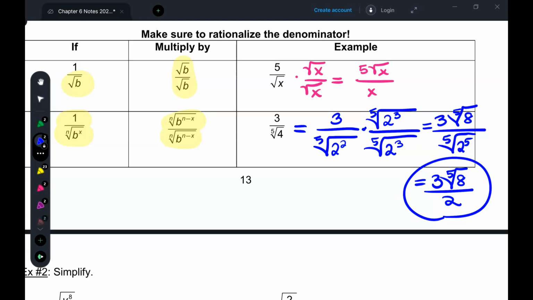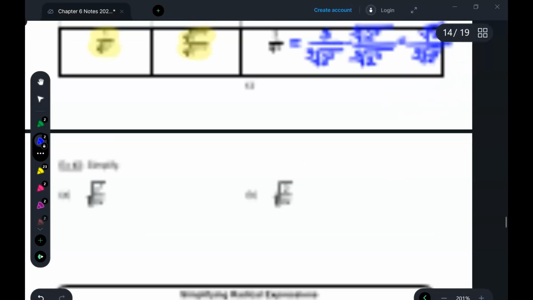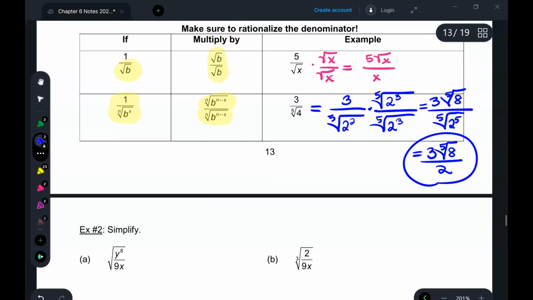Let's do some more examples and you'll get it. Miss Casey, I'm a little confused how you got 2 to the 5th. How'd you get 2 from 2 to the 5th? Oh, so the 5th root and the 5th power basically cancel each other out.